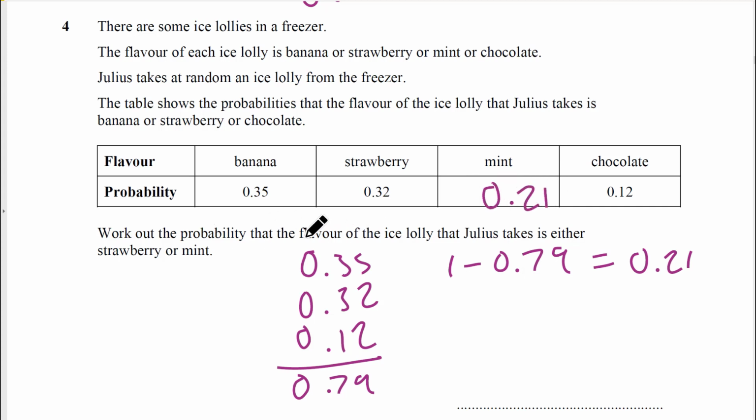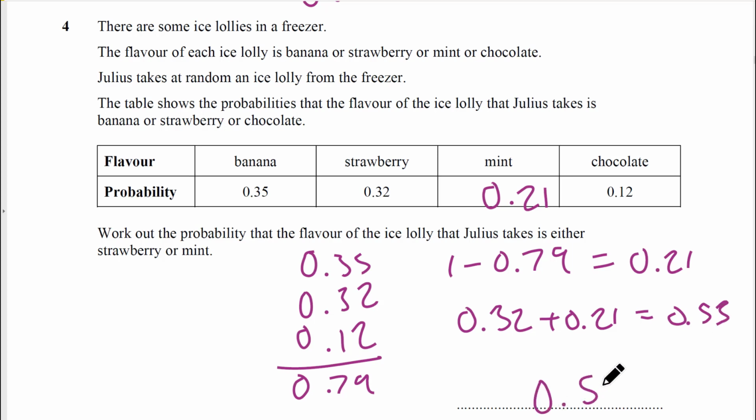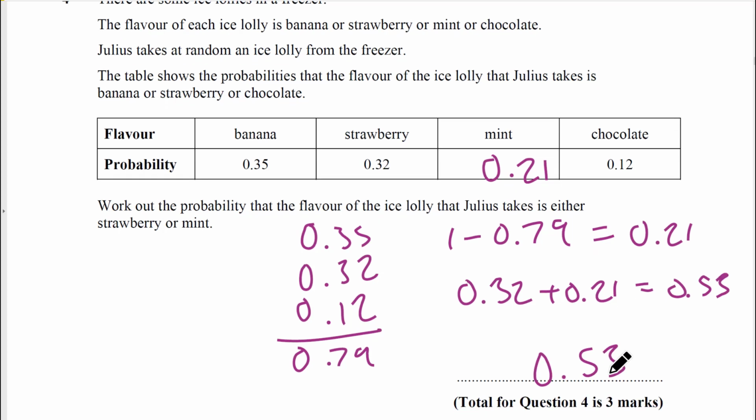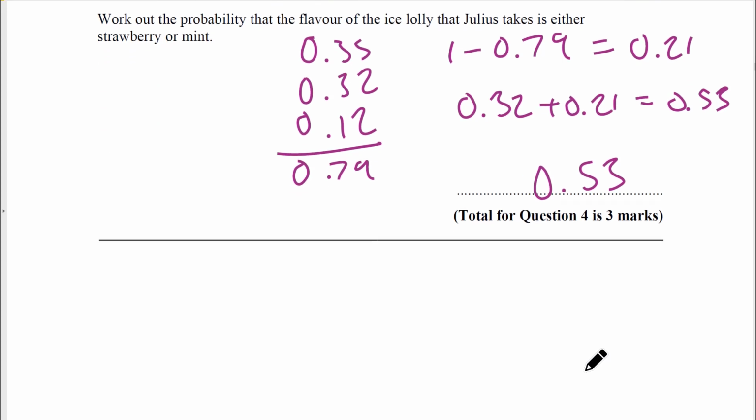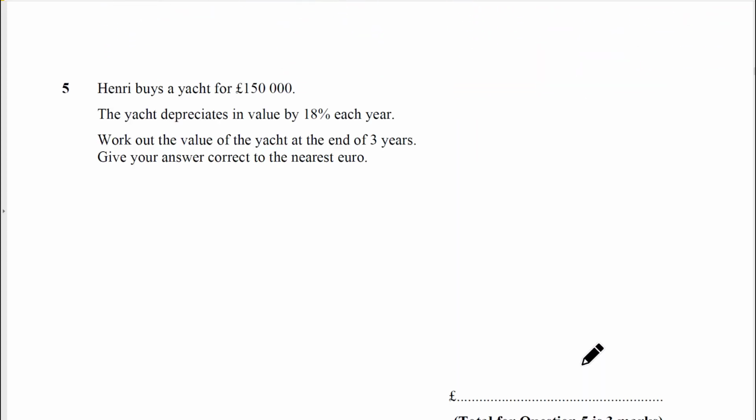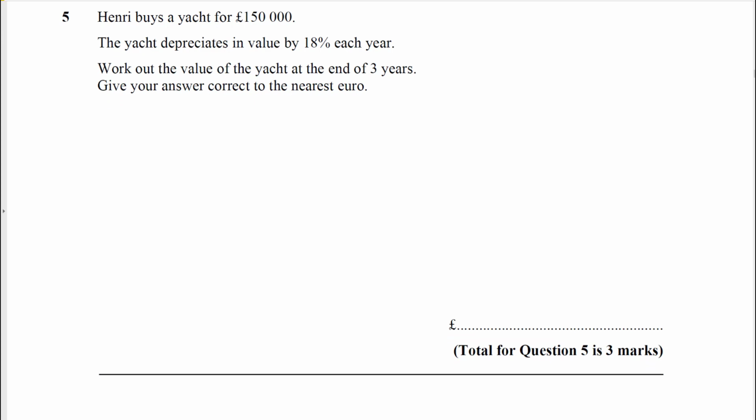Work out the probability that the flavour of the ice lolly that Julius takes is either strawberry or mint. So strawberry and mint is 0.32. Add 0.21. So that's going to be 0.53 here. Right. So that should be like 11 marks right now already, I believe.